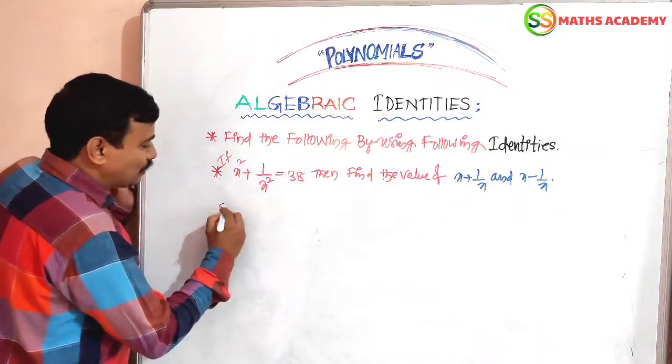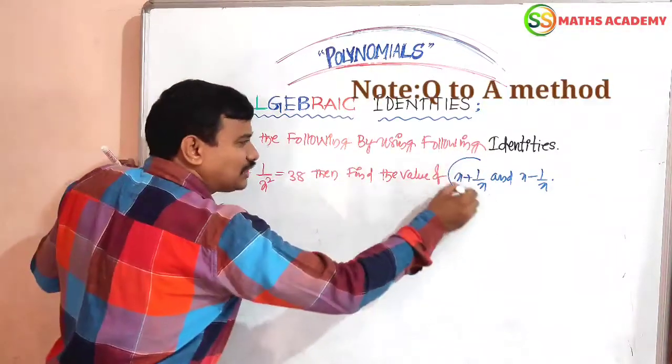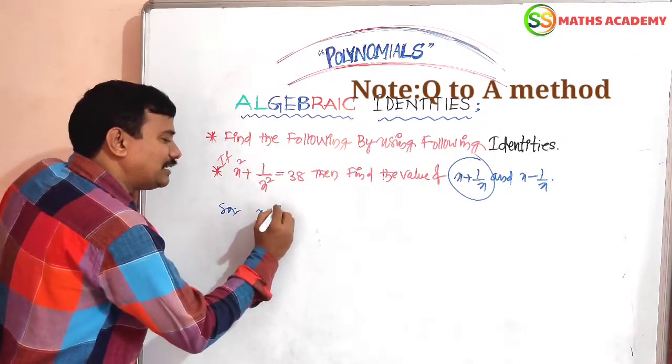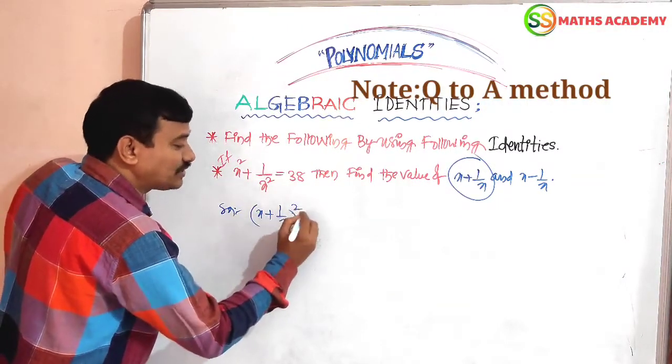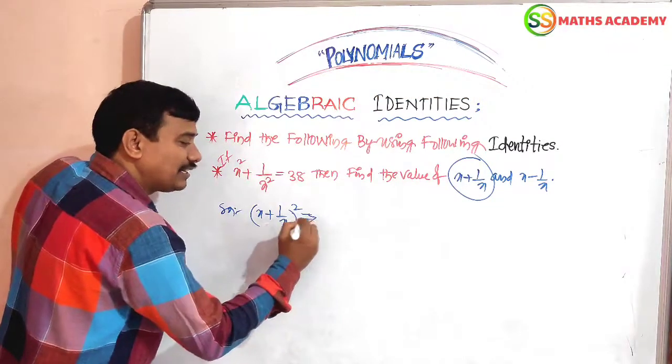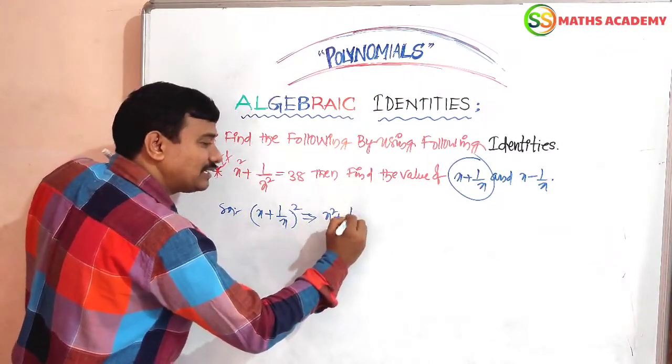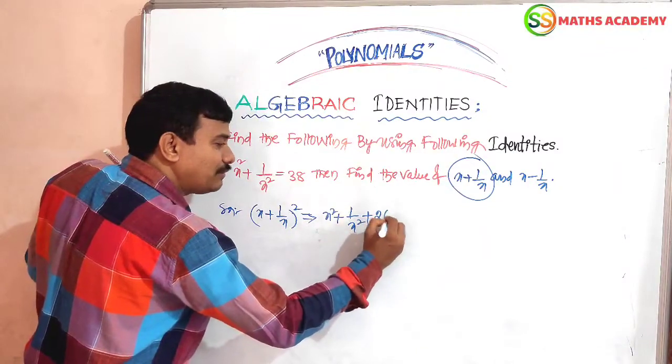Remember. Now the solution. Simple. We should find this one only, no? Take x plus 1 by x. We have to take it and square on both sides. Right? Squaring on both sides. Now x square plus b square means 1 by x square plus 2ab.